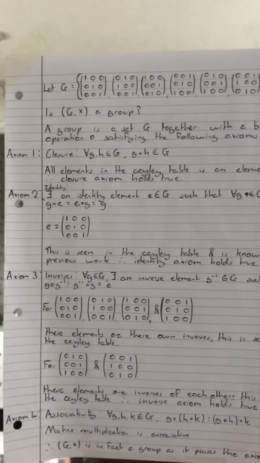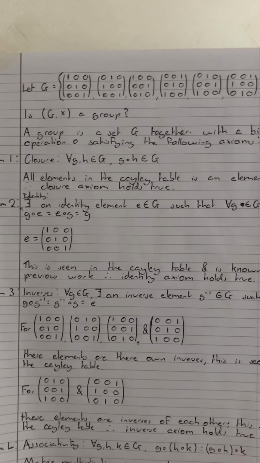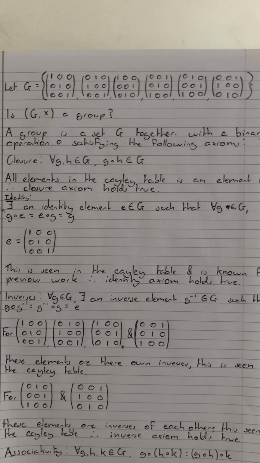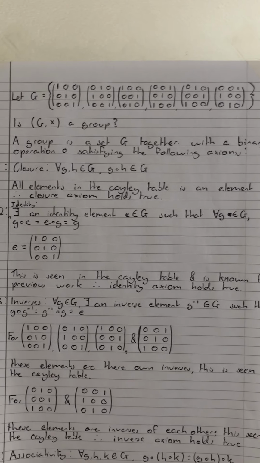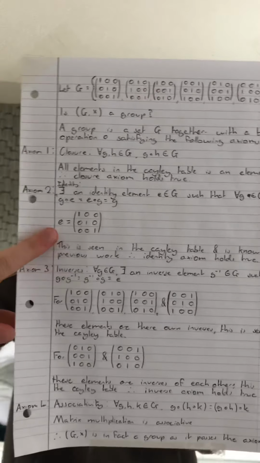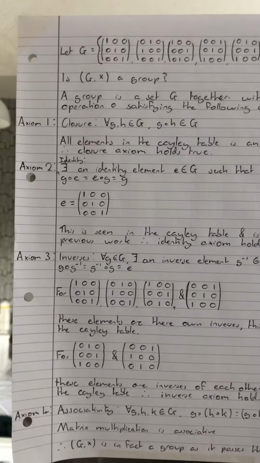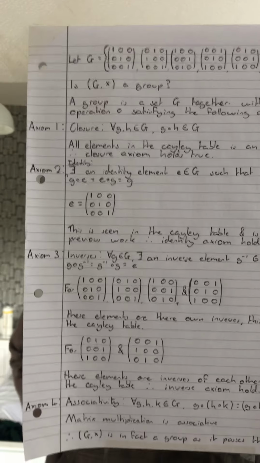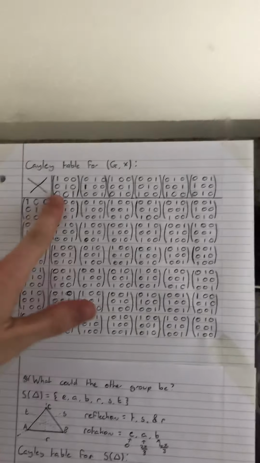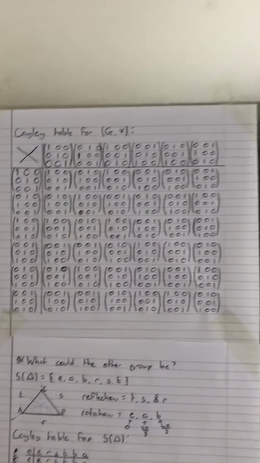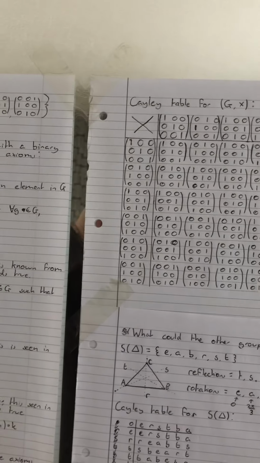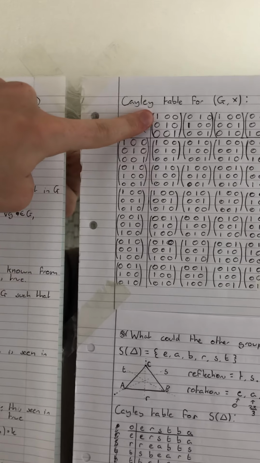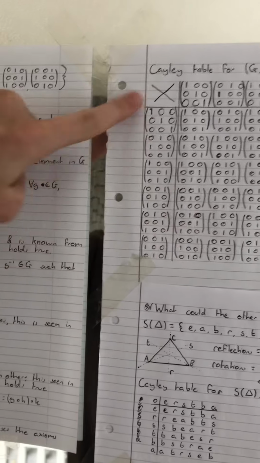Next up, identity. So there exists an identity element E within G such that for all G, G circle E equals E circle G equals G. So our identity element is obviously going to be this guy here. We know this from previous work with matrices, but we can also see it in the Cayley table again. So our identity times any of these gets back these lot here, which you can see. And again, any of these times the identity element gets back these lot here.